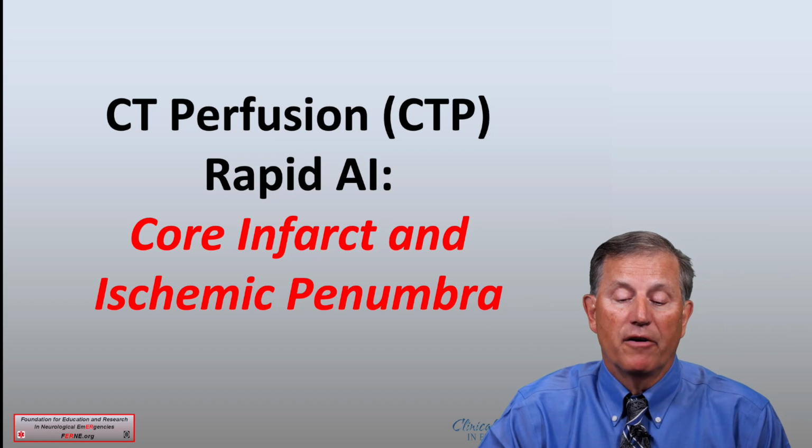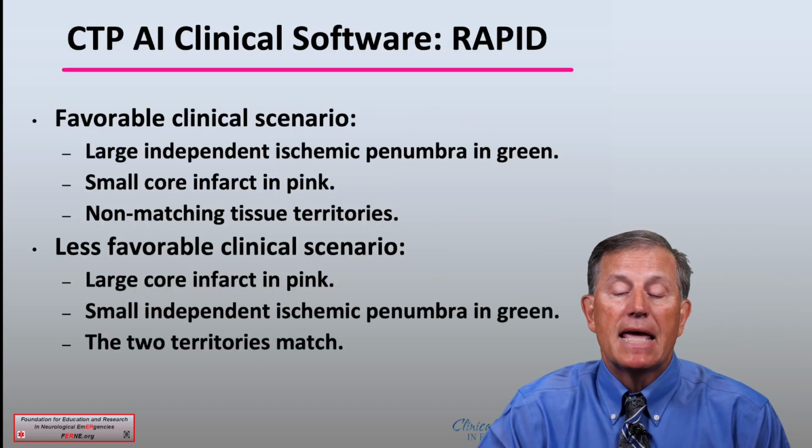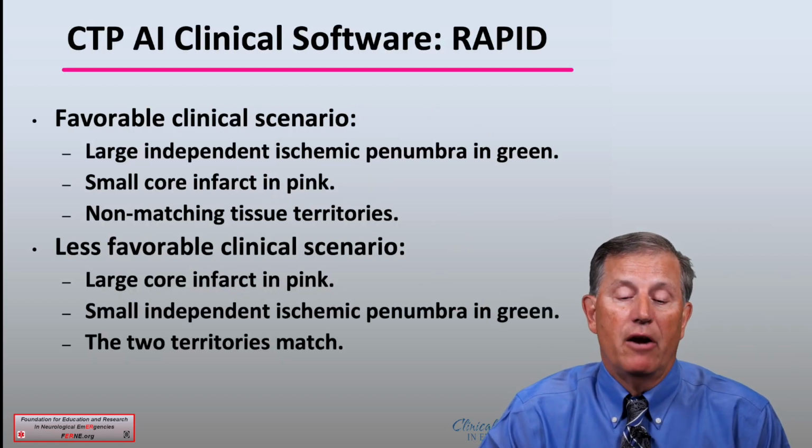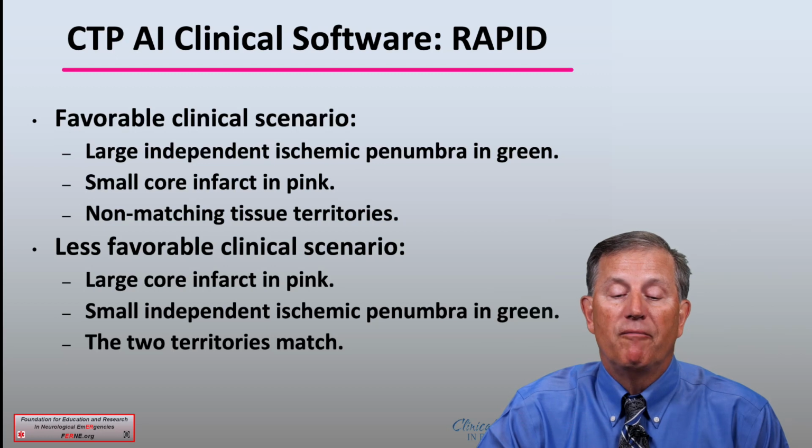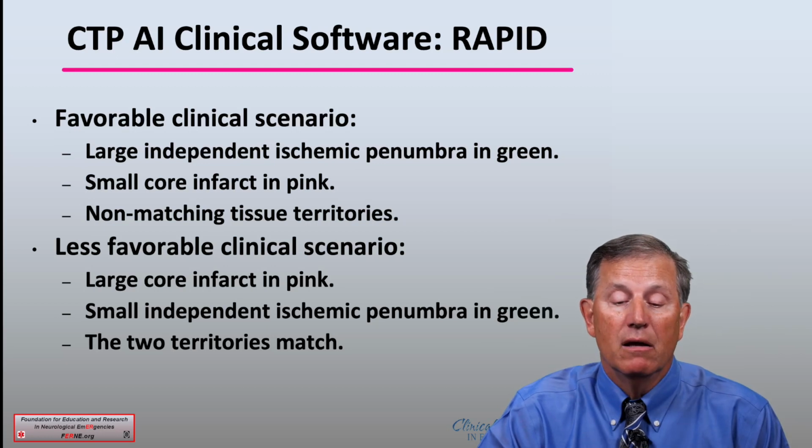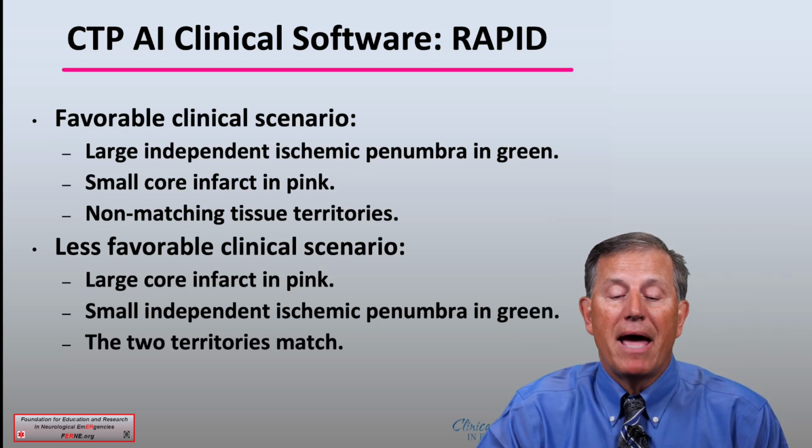So the core infarct and ischemic penumbra, here's the favorable clinical scenario. If there's a large independent ischemic penumbra in green and a small core infarct in pink or red, then we know there are two non-matching tissue territories, and the one area that is large, the large green ischemic penumbra, will benefit from aggressive therapy, including EVT.